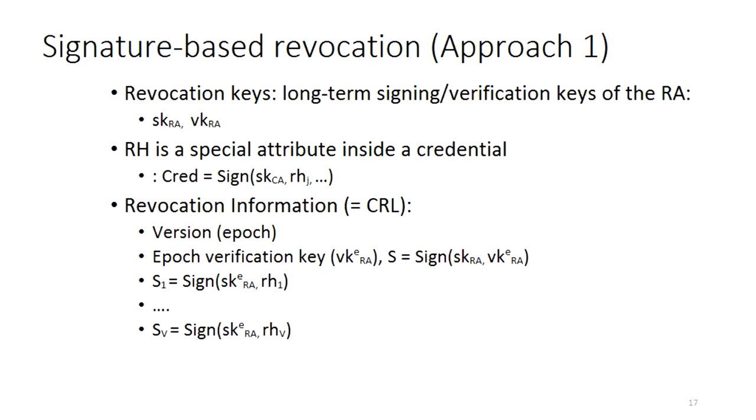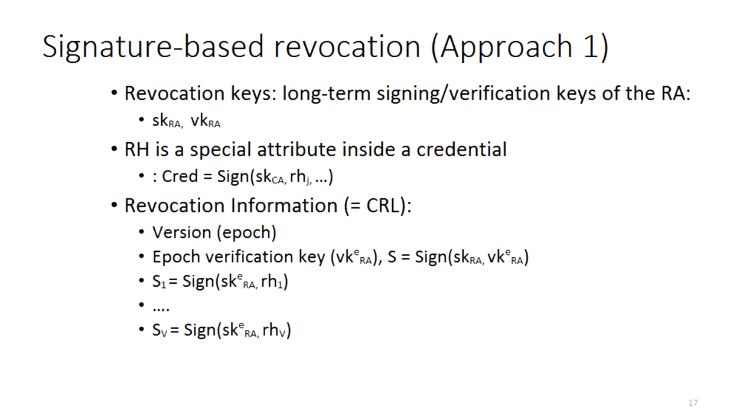The revocation authority generates a long-term signing and verification key. And the revocation handle is a special attribute inside a credential, so it's signed in a credential. And the revocation information has a version or epoch, doesn't matter. The epoch key, which is a verification key of the authority that is used to sign the revocation handles, and also a signature of that verification key. I explain later why we need to have it.